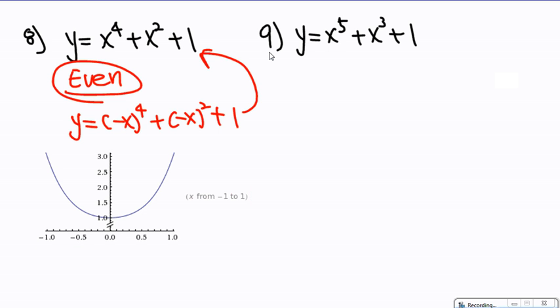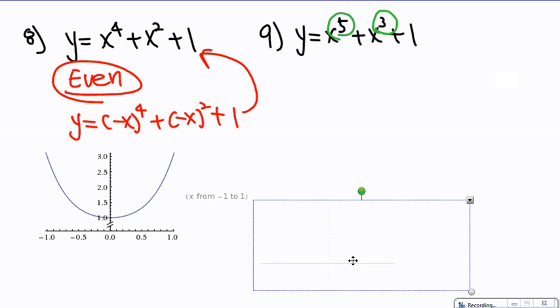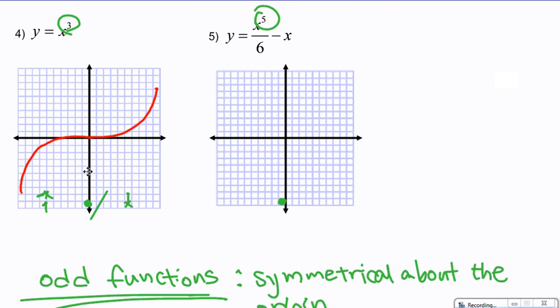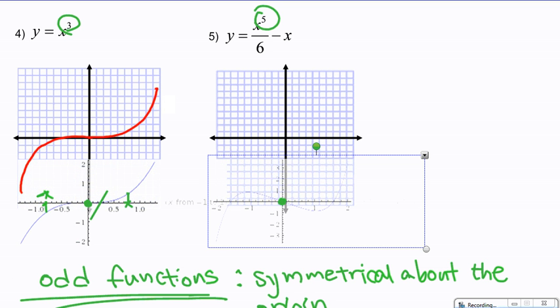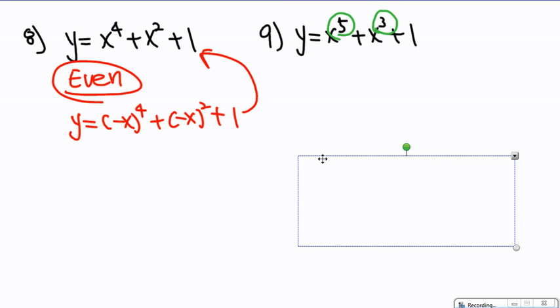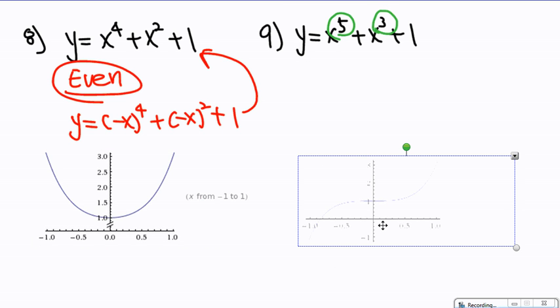All right, how about number 9? Number 9, it looks like an odd function, because you see 5 here and then 3 here. But let us try to sketch it and see what actually happens. If you sketch this function, you would get something like this. It looks somewhat similar to previous questions here, but as you can see, there is one major difference between these two pictures. Is this symmetrical about the origin? That becomes a question.